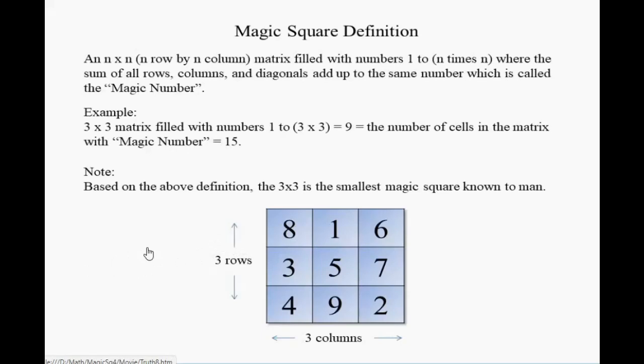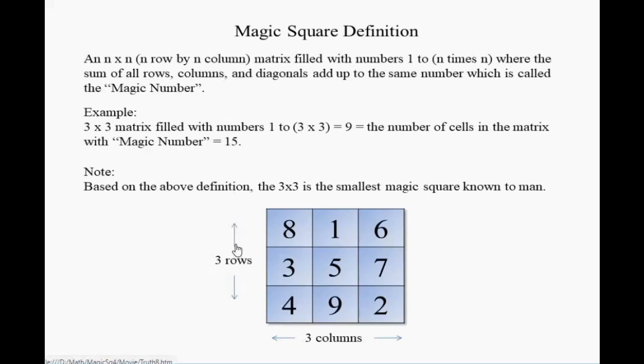A 2 by 2 magic square does not exist because a 2 by 2 matrix contains 4 cells, which must contain numbers 1, 2, 3, and 4. But no matter how you arrange 1, 2, 3, and 4 in the cells, the rows, columns, and diagonals will never add up to the same number. Try it yourself.